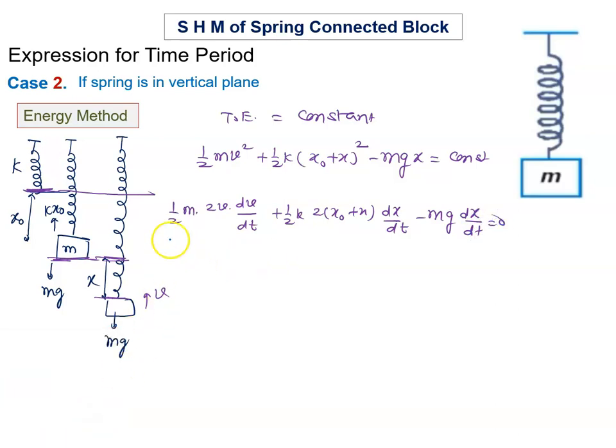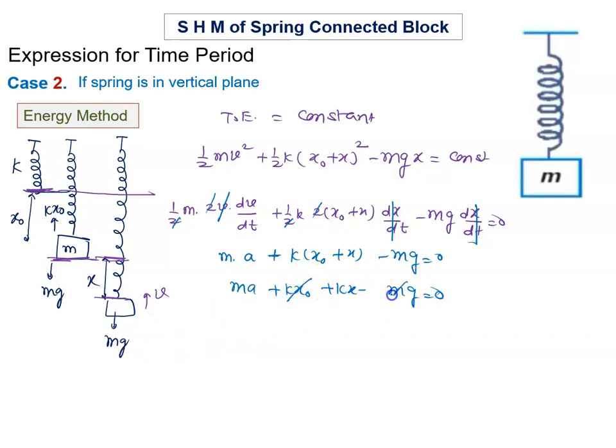Then we cancel the two. Now dx by dt is the velocity, and dv by dt is the acceleration. So we get ma plus k(x naught plus x) minus mg equals 0. We open this bracket: ma plus kx naught plus kx minus mg equals 0. Kx naught equals mg, so again we get ma equals minus kx. Comparing with the equation a equals minus omega square x, omega will be root k by m. Time period is 2 pi by omega, so it is 2 pi root m by k.